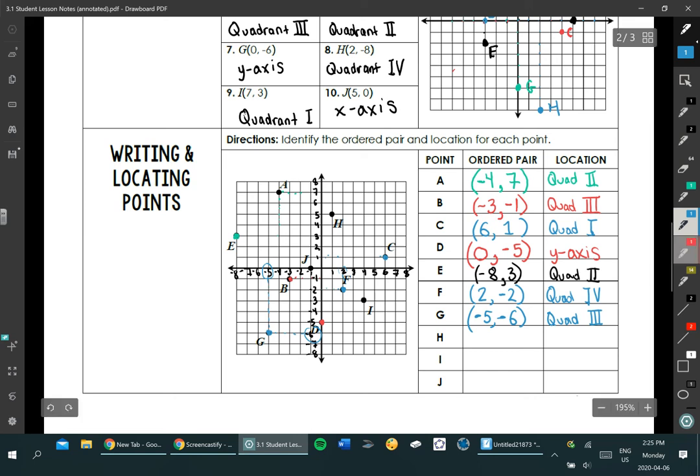Okay, point H over here. Again, we start with our x. So it corresponds to an x value of +5. Nope. Okay, that's not right. See how easy it is to make a mistake? Okay, so the x value of H is 1, and the y value of H is 5. I almost got that mixed up. And that is quadrant 1.